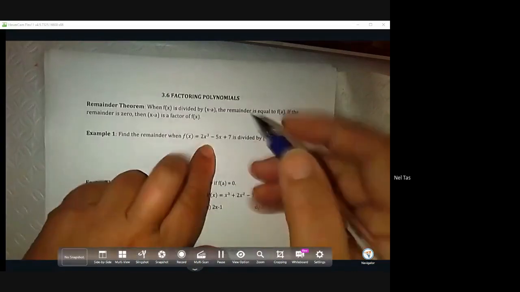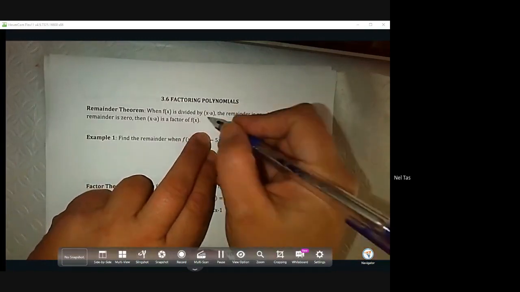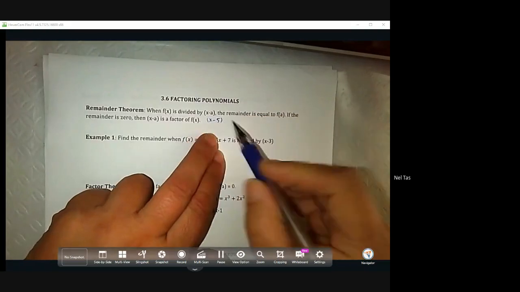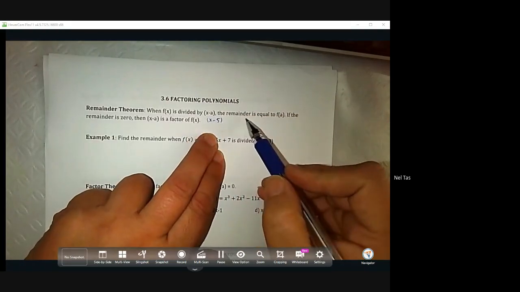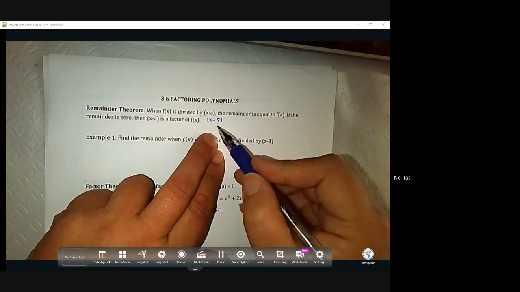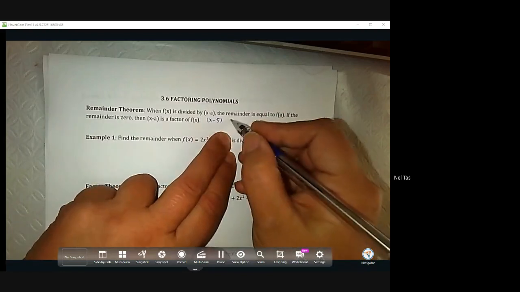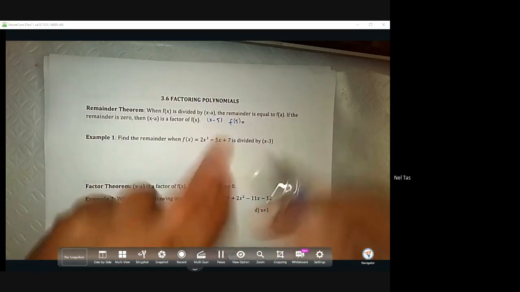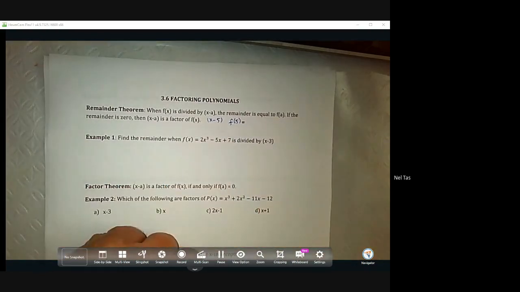Let's say you want to find the remainder of f of x when it is divided by x minus 5. You are going to substitute 5 in the function to find the remainder. So you don't have to do the long division or the synthetic division. If you want to find the remainder, you can just use this remainder theorem to do that.